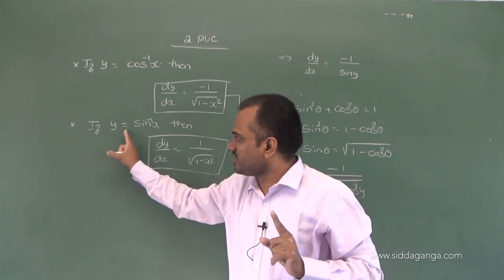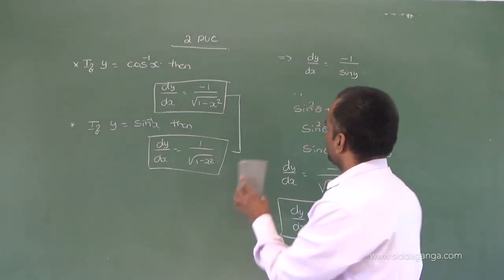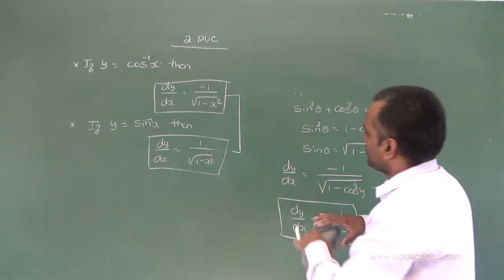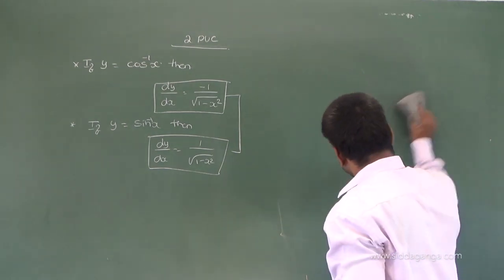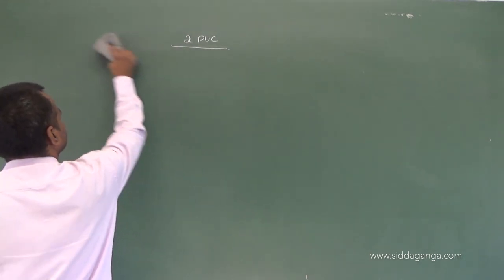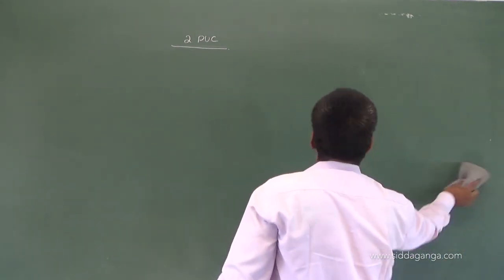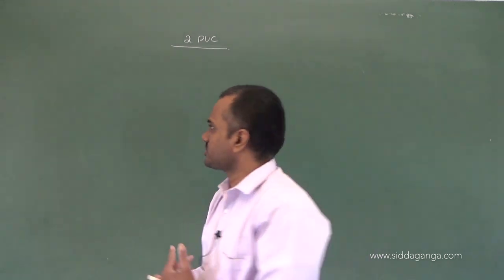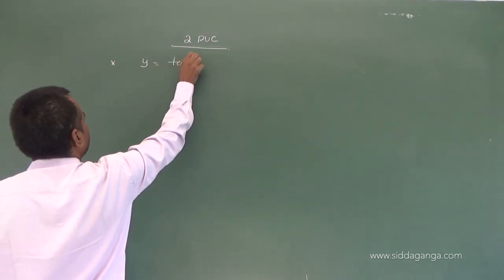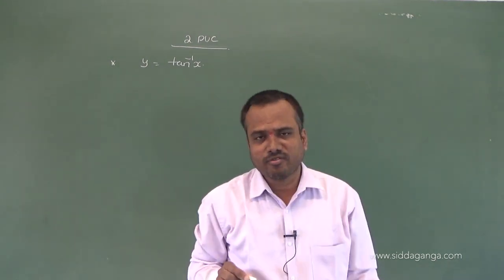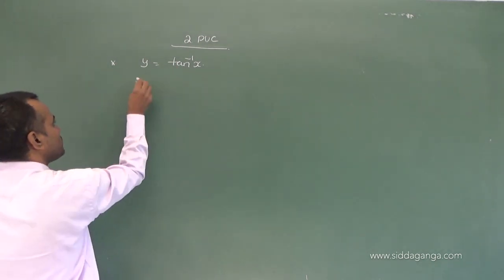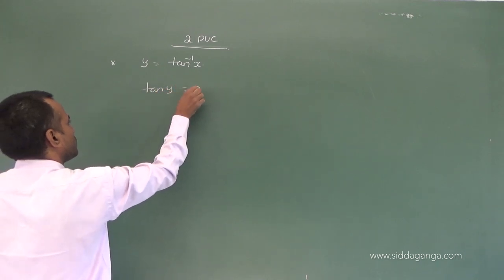So two inverse trigonometric functions we finish off: one is sin inverse x, another one is cos inverse x. Same method we follow for the third inverse trigonometric function, tan inverse x. If y is equal to tan inverse x, same procedure, we shift tan inverse from the right side to the left side: tan y is equal to x.